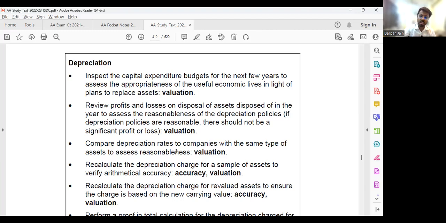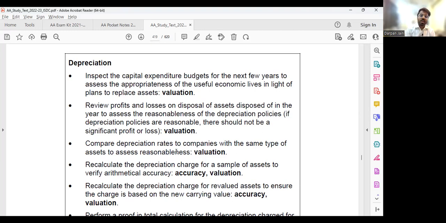Next, review the profit or loss on disposal of assets to assess the reasonableness of depreciation policies. Because if your depreciation policy is reasonable, then there should not be any substantial profit or loss, correct? The profit or loss should not be a great amount, because the amount in the market will match the books of accounts. That is when you can say that the amount of depreciation which has been calculated was appropriate.